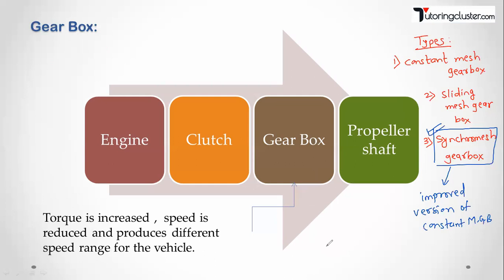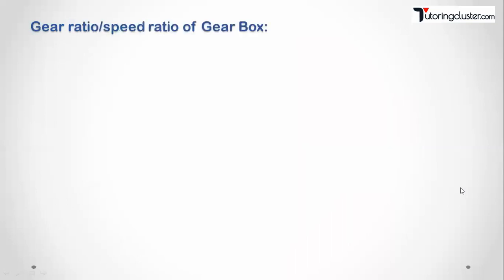Okay, now what is the gear ratio or the speed ratio of gearbox? Now this is going to be very important. Okay, now see here, this is your gearbox. From where is input coming? From the engine shaft. And the output is going to the propeller shaft. Obviously you are having clutch here, I'm not showing it now. Let's say this is the input speed and this is the output speed.